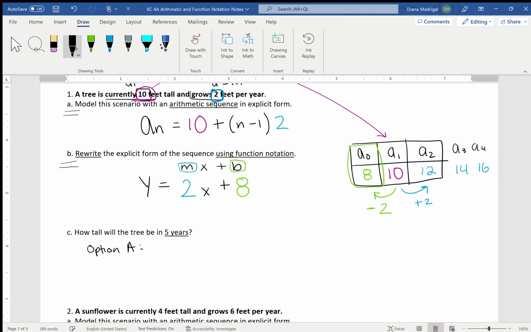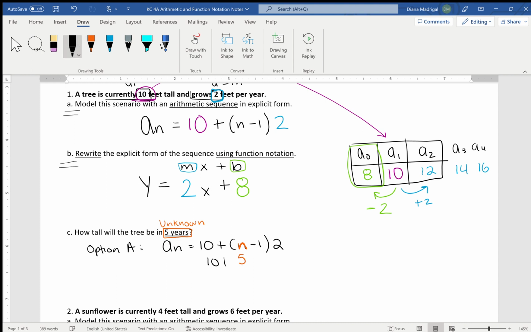So option A. That's with the an. An equals 10 plus n minus 1 times 2. And again, I'm just rewriting the equation for question 1a. The question is asking you to find how much is in 5 years. This is the unknown. Every time we write the unknown, remember that's for n. So I'm going to plug in 5 here, because that's how much they're asking me.